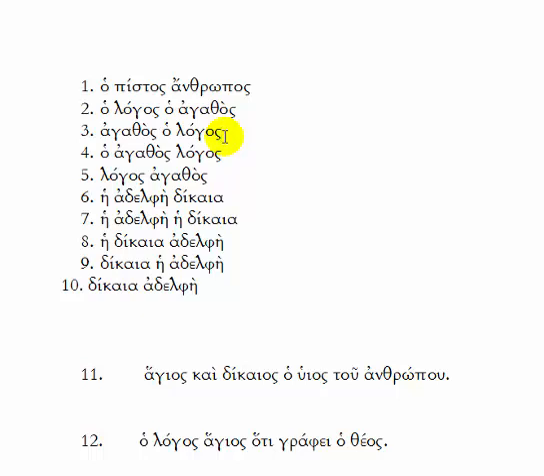So again, notice the difference between number 2 and number 3. Ho logos ho agathos: the word, the good one, or simply the good word. Agathos ho logos: this means the word is good, or good is the word. Now the only difference with this and number 4 is what?